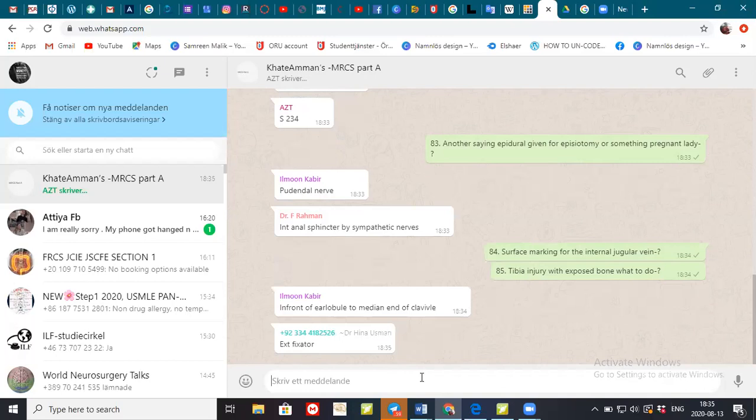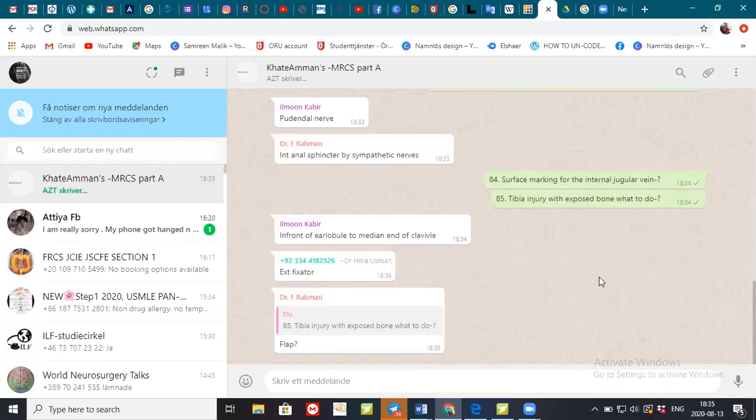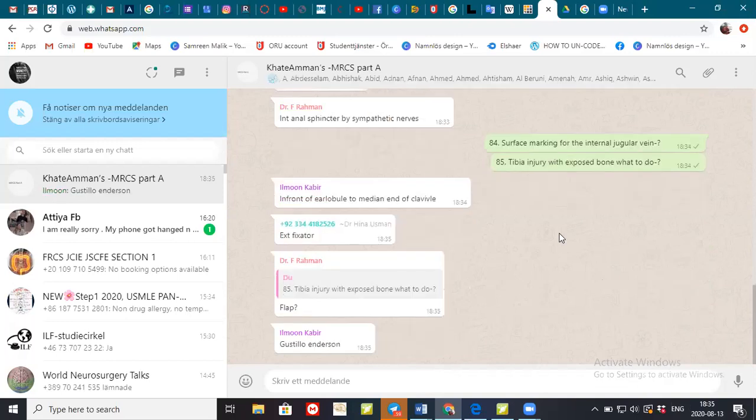Gustilo-Anderson classification for open fractures. Bone is exposed, less than 1 centimeter. Vessels and tissues are in contact. Bone is exposed, but soft tissue injury is not there. Would it affect the management? Yes, it would affect the management.